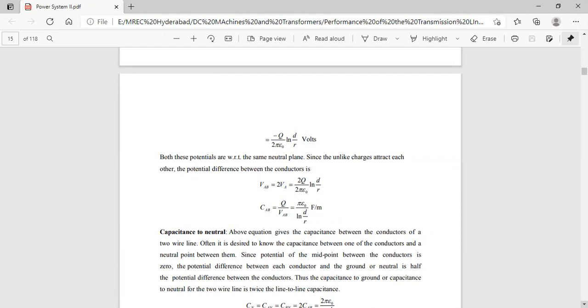Otherwise, CAB is equal to charge divided by voltage, that is equal to pi into epsilon naught divided by ln of d by r in farad per meter. This is the capacitance in between the two conductors.